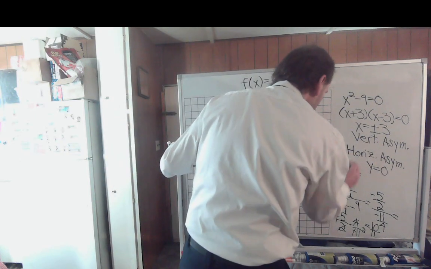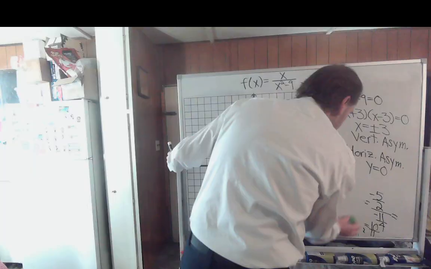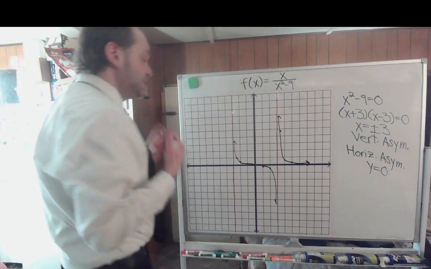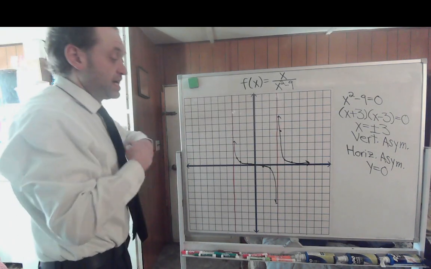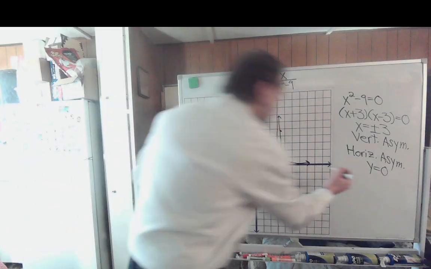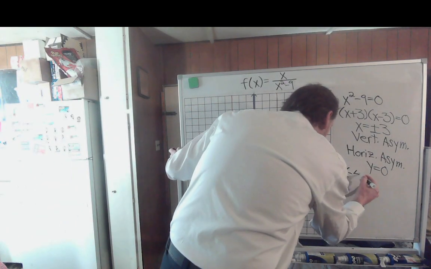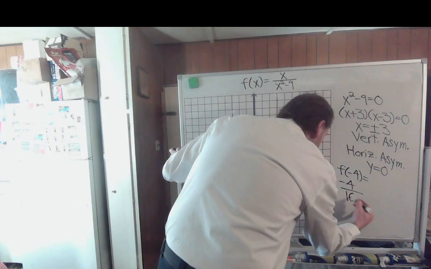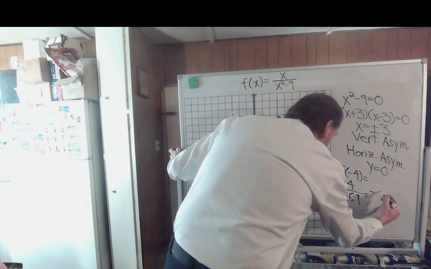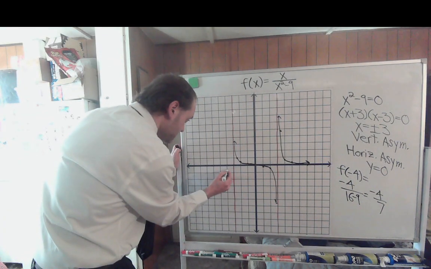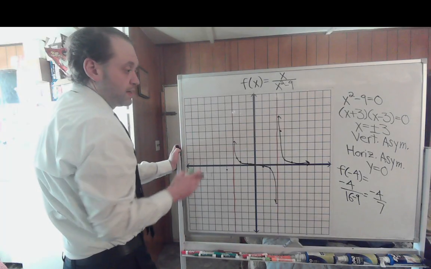Now, what about if we did x equals negative 4? So let's go ahead now and go to the left of x equals negative 3. So f of negative 4, that's going to equal negative 4 over 16 minus 9, which would end up equaling negative 4/7. So at negative 4, you end up getting negative 4/7, which is a little south of halfway there, between 0 and negative 1.